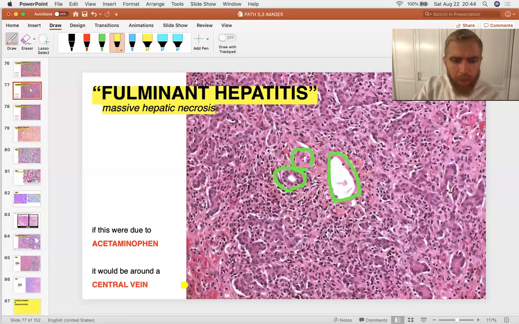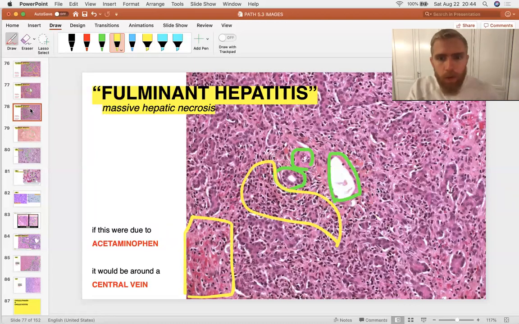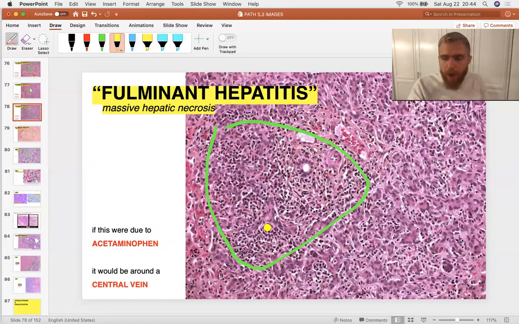Same thing here, red blood cells, left lower quadrant, immune cells all throughout there. It's around a portal triad. So again, picking up on, is it around a portal triad or a central vein? Every time you see that in an SDL, make a note of it. A lot of inflammatory cells in there.